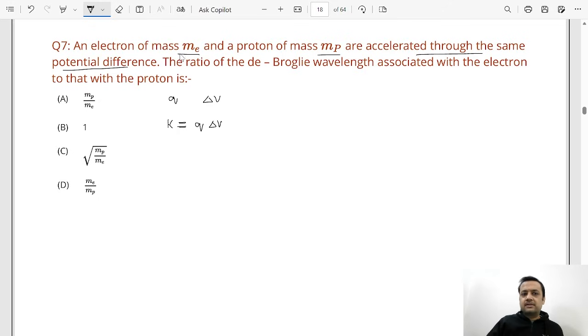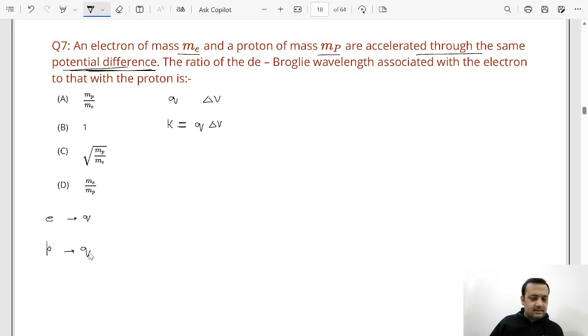So here, if you imagine, when the electron and the proton are both being accelerated through the same potential difference, the idea is that both have the same magnitude of charge. If you talk about the electron or the proton, the magnitude of the charge is the same on both.